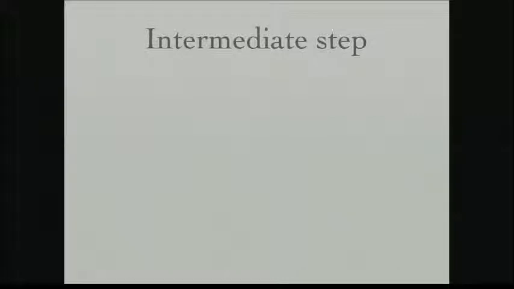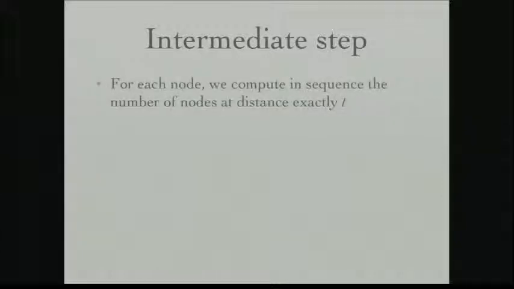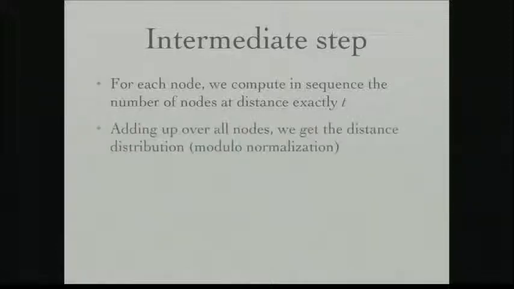what do we do, how do you do this? Okay, there is an intermediate step in which we compute, for each node of the graph, in sequence, the number of nodes at distance exactly t. And I will briefly explain how we do it, because this is the part that we cannot really explain well. So, for instance, if you add up over all nodes for each t, you get the numerosity of nodes at distance t, which modulo normalization gives you the distance distribution. So, if you know this for each t in sequence, you can print the distance distribution.